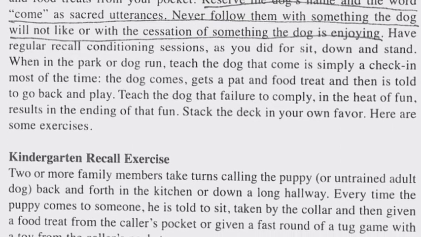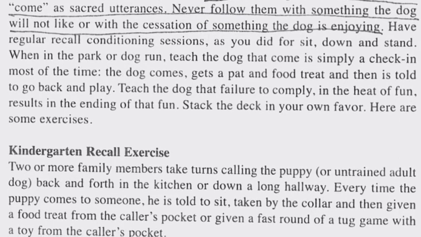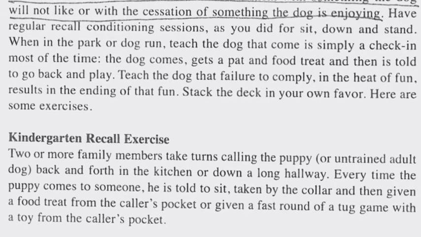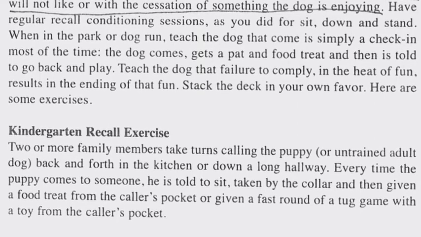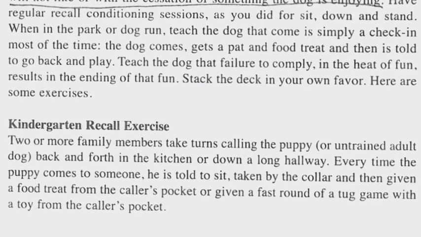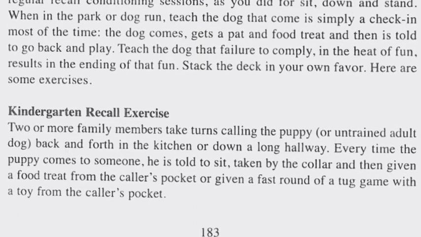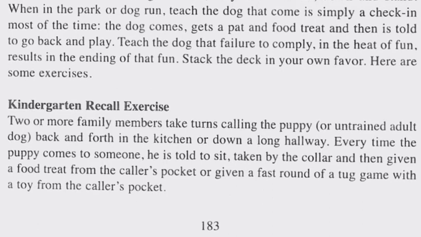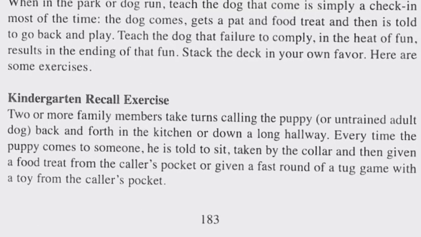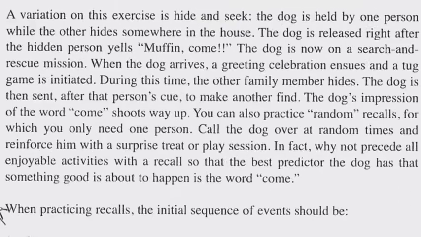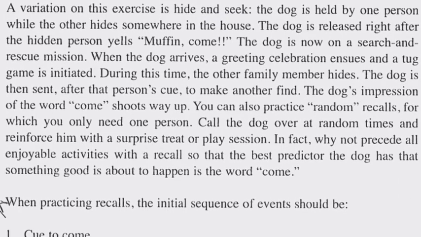Here are some exercises. Kindergarten recall exercise. Two or more family members take turns calling the puppy, or untrained adult dog, back and forth in the kitchen or down a long hallway. Every time the puppy comes to someone, he is told to sit, taken by the collar, and then given a food treat from the collar's pocket, or given a fast round of a tug game with a toy from the collar's pocket. A variation on this exercise is hide and seek.